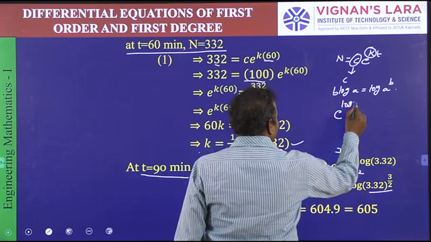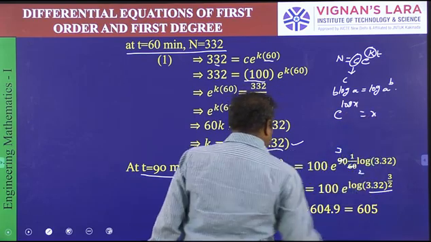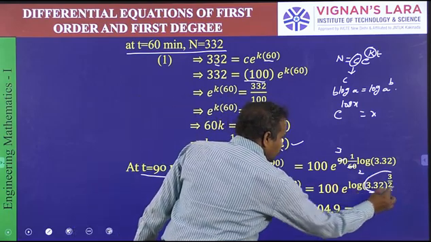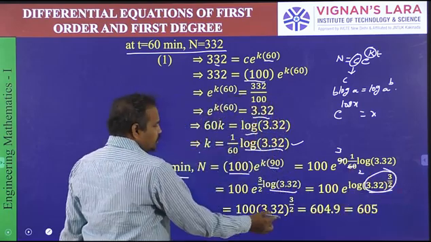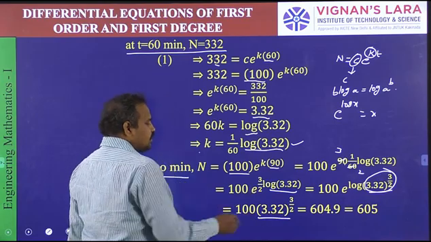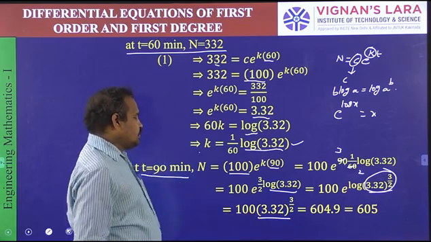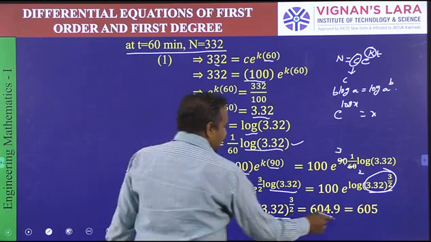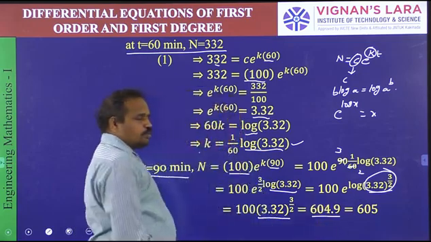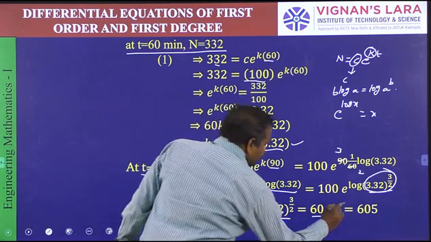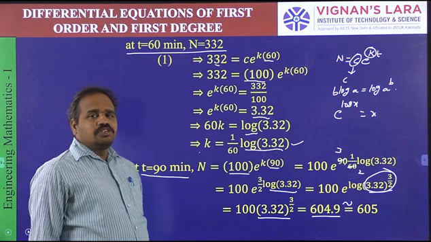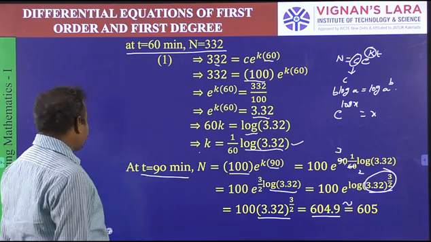What is the value of e power log x? It is x. What is the value of x? 3.32 whole power 3 by 2. Use that here: 100 into 3.32 whole power 3 by 2. Use your calculator for evaluation of this one. You will get the value as 604.9, which is approximately 605. Like this, we calculate the value of N.